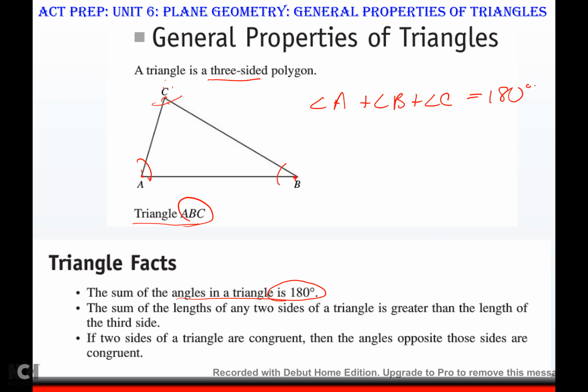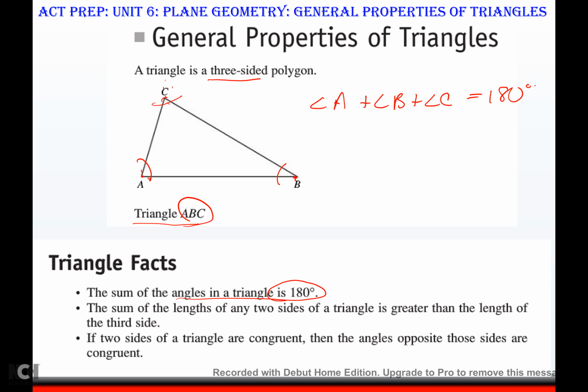Another triangle fact that's important is the sum of the lengths of any two sides of a triangle has to be greater than the length of the third side. Also, more precise, I guess, is the two shorter sides have to add up to more than, not or equal to, more than the longest side, or you cannot form a triangle with those lengths.